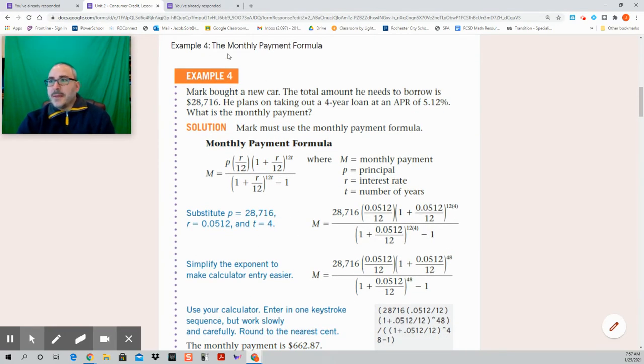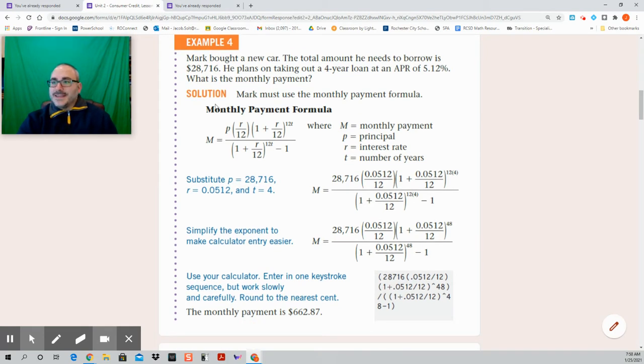The monthly payment formula. This is it, folks. This is the beast. This is the monster. Just take a deep breath. Sometimes some people see a big formula like this and they get a little panicked, a little stressed, a little anxiety. Just don't worry. What we're going to do is do the top first, then the bottom, then take the top divided by the bottom. Voila!